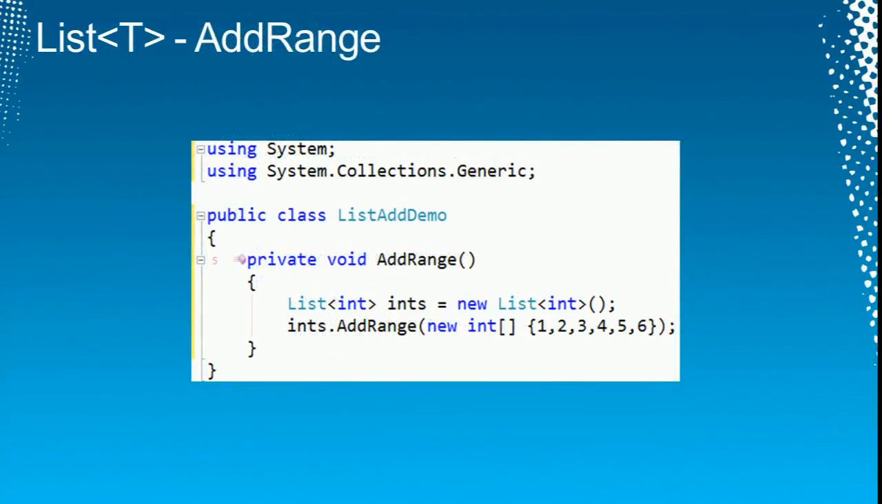Let's have a look at the other one. The other way of adding is to add a whole range at one time. Again, very simple piece of code. We create a list and we add a new array. We AddRange. Who's used this piece of code? Okay, some people, but not so many. It's not so common. Let's have a look at what happens here.